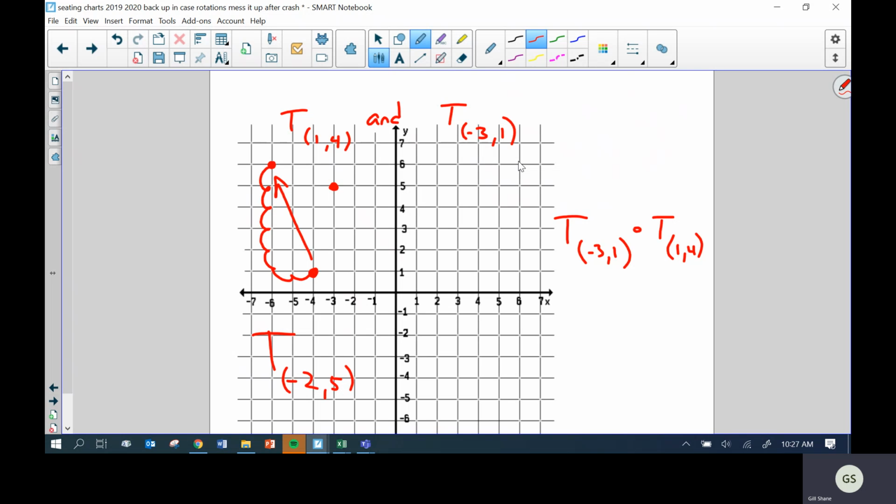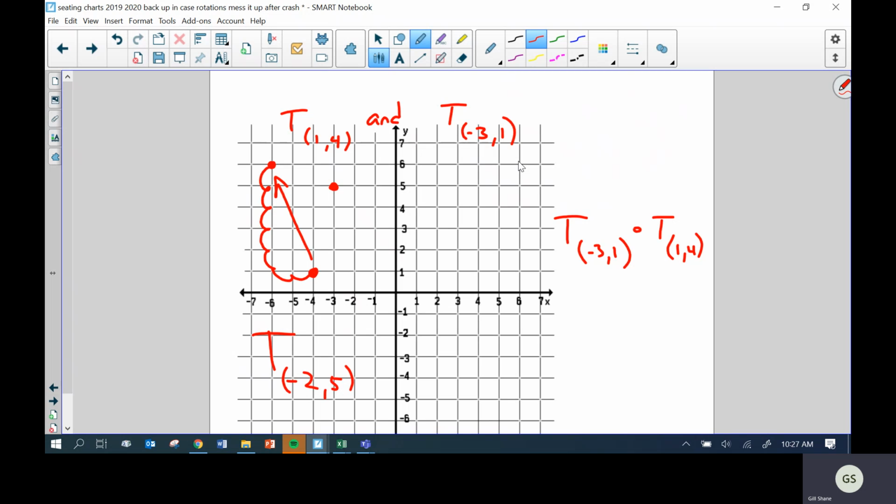Instead of doing 2 translations, I could have just used this one. Here's what it's going to say on the quiz, though. It actually tells you to do this on the quiz. If you'll notice, I didn't really have to go through all of this drawing and everything. I could have just added the numbers together.